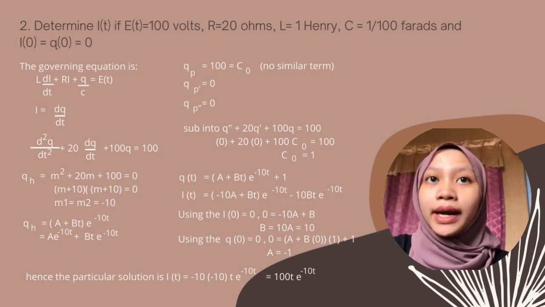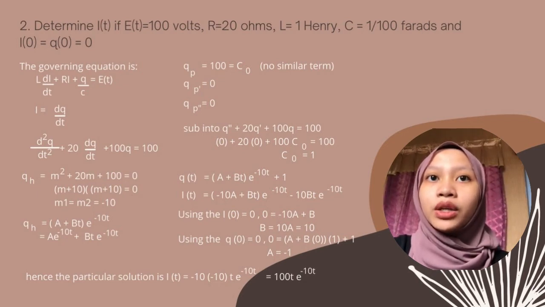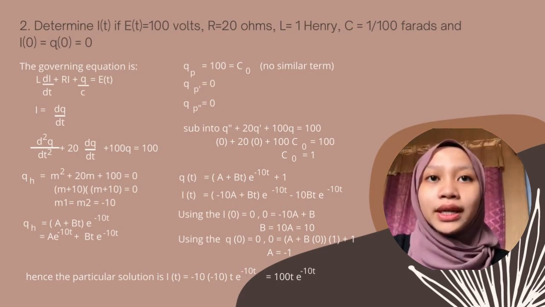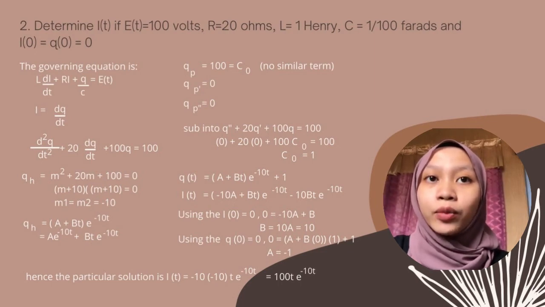We know that i equals dq over dt, so we substitute dq over dt into the equation. We get d squared q over dt squared plus 20 dq over dt plus 100q equals 100. So the q_h equation is m squared plus 20m plus 100 equals 0. We find the roots: m1 and m2 are the same, negative 10.